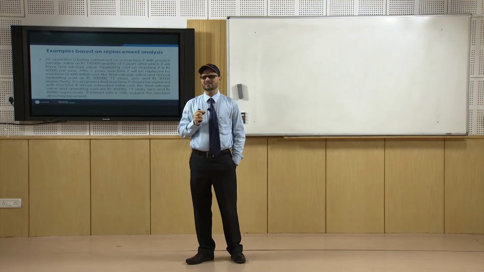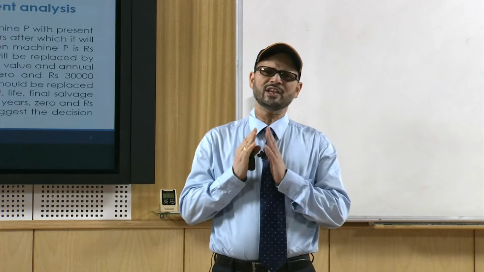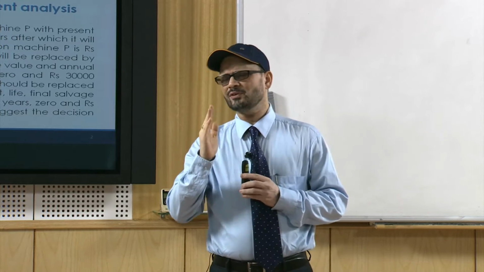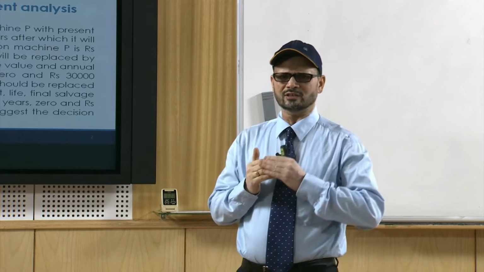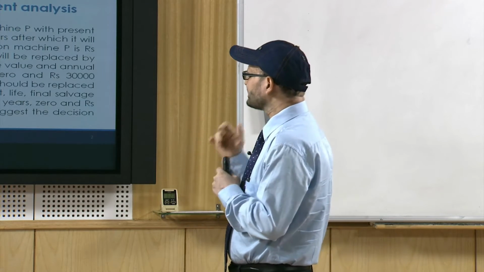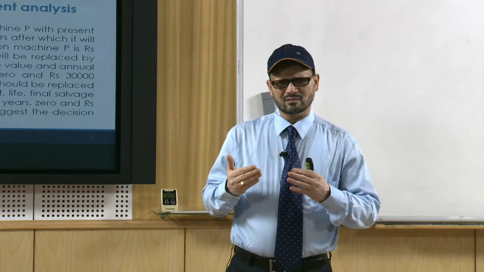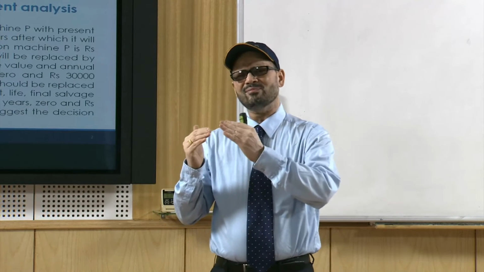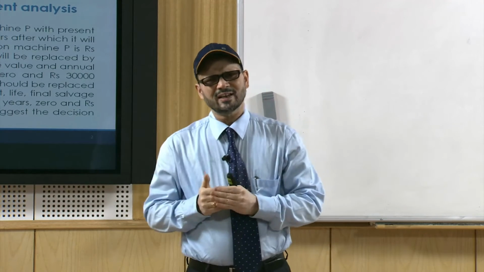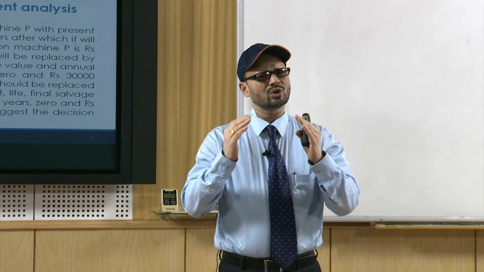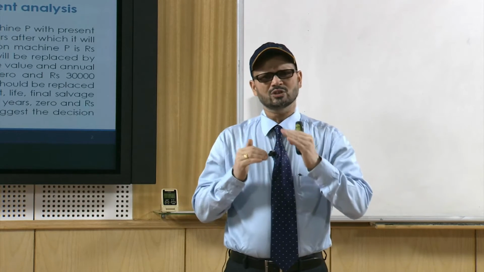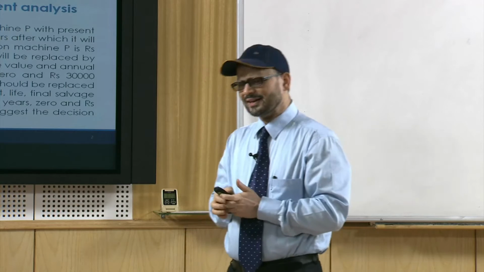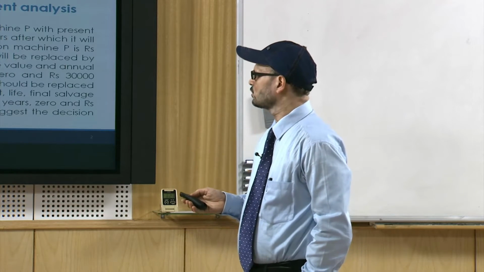One is that machine P has a life of 5 years and Q has 15 years. So, altogether you have 20 years. Now, machine R has a life of 15 years, so we can have the study period of 15 years. In that case machine Q will only be used for 10 years, so its life of 5 years will be remaining. So, let us see how to solve this question.